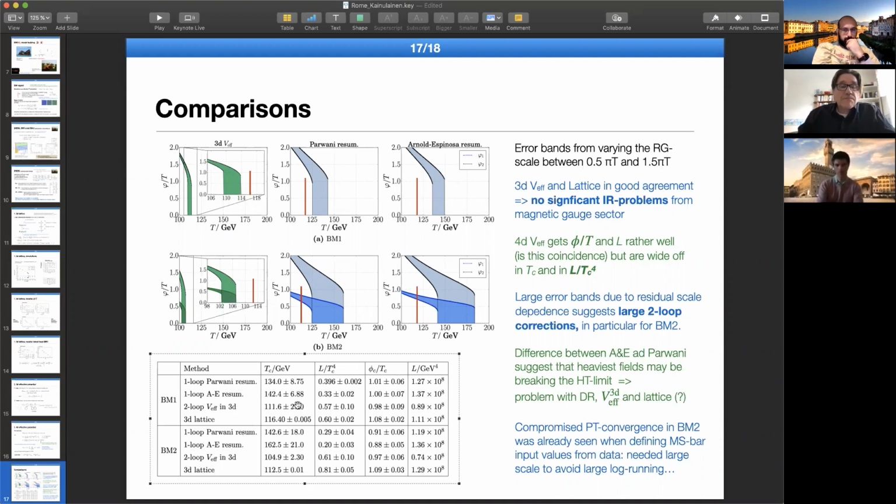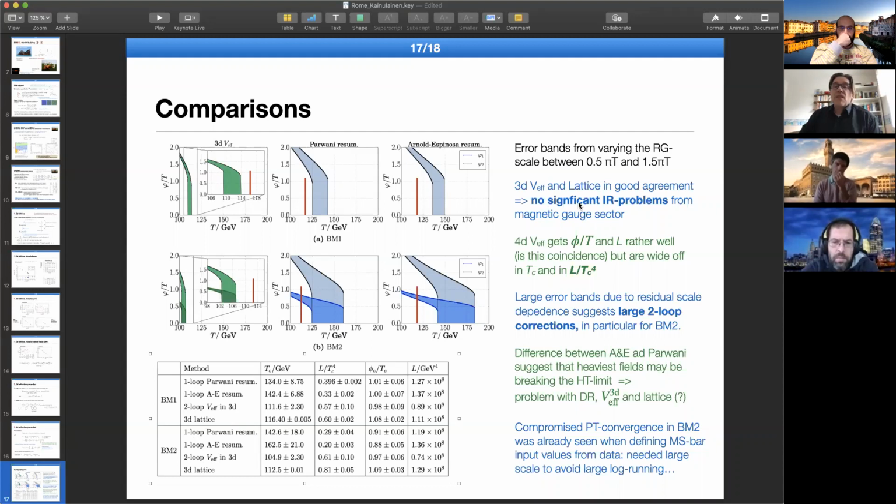Whereas in particular in benchmark two, the effective potential methods start to fail. They actually rather nicely get phi over T and L, but the important quantities are phi over T and L over T_c cubed. So the fact that the two-loop effective potential in 3D and the 3D lattice agree very well is telling: the important thing is that there are no significant infrared problems from the magnetic gauge sector. That's one solid result from here.